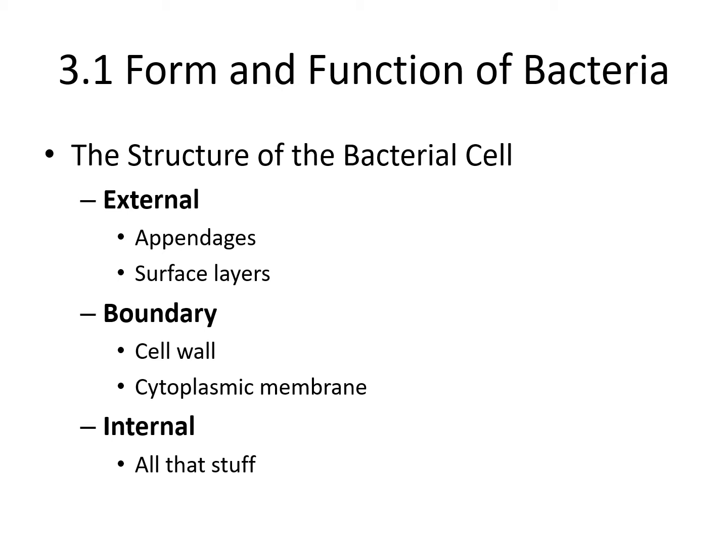External, these will be appendages like cilia, fimbria, flagella. Any type of specialized surface layers they may have, a capsule or slime layer. Then we're going to look at the boundary. This is going to be the cell wall, that peptidoglycan layer primarily. May touch on the mycolic acid. How thick is it? Is it thick for a gram-positive, thin for a gram-negative?